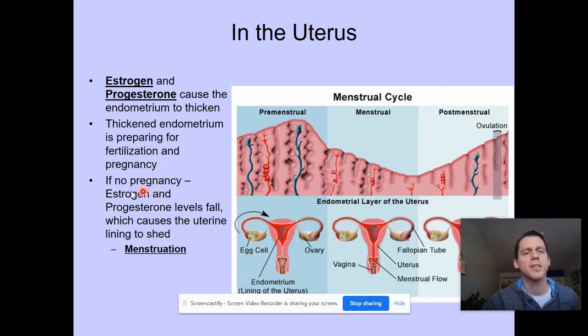So if there's no pregnancy, what happens is the estrogen and progesterone levels go down. And this is going to cause the uterine lining to shed in a process called menstruation. This won't happen if there is pregnancy. The estrogen and progesterone levels stay high, and the endometrium stays the way that it is. It's developed, it's thick, and it's ready to help protect and prepare the fertilized egg to turn into an embryo and to turn into a fetus.